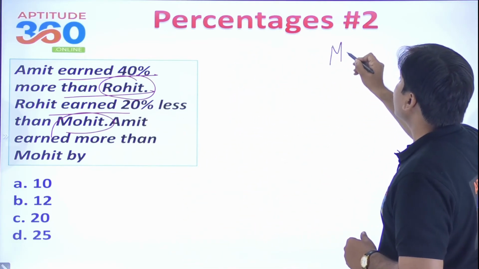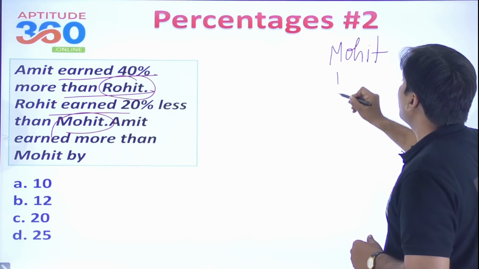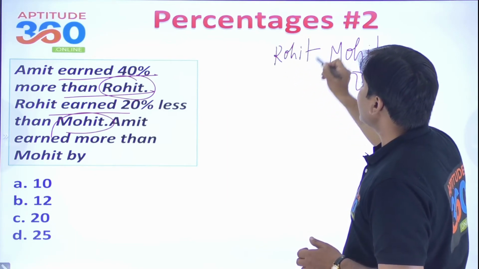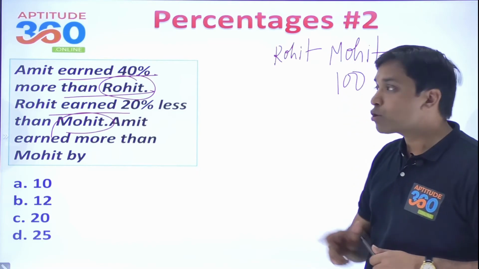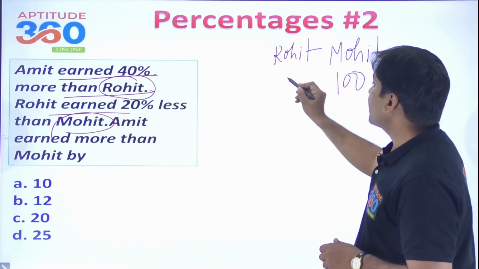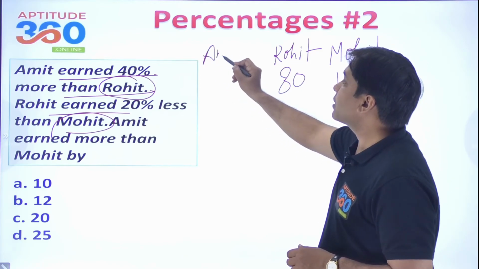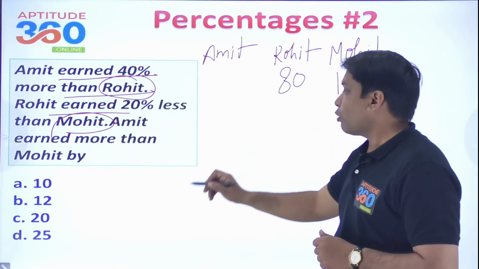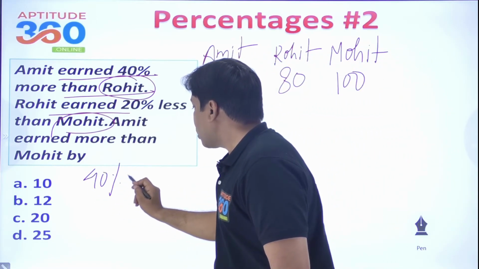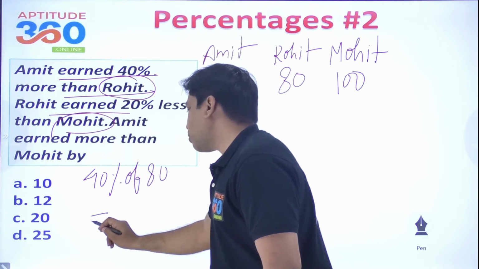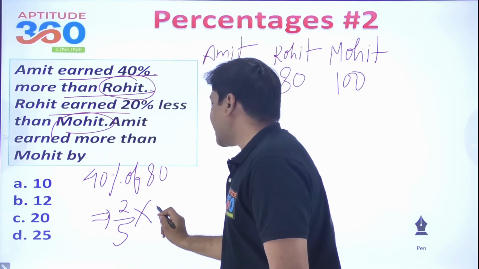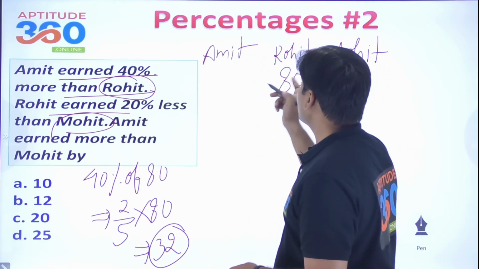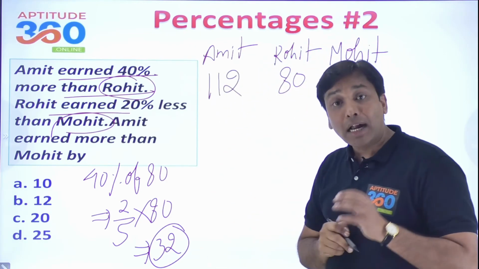So Mohit will be taken as 100. And then will come Rohit. And Rohit is making 20% less. So what is 20% less of 100? 20 less. So that's coming out as 80. And then will be coming Amit. And Amit is earning 40% more than this number. So find out what is 40%. What is 40% of 80? And that's pretty simple to find out. It's 2 by 5 into 80. That's this value is coming out as 32, right? And if we add 32 over here, this value will be coming out as 112.